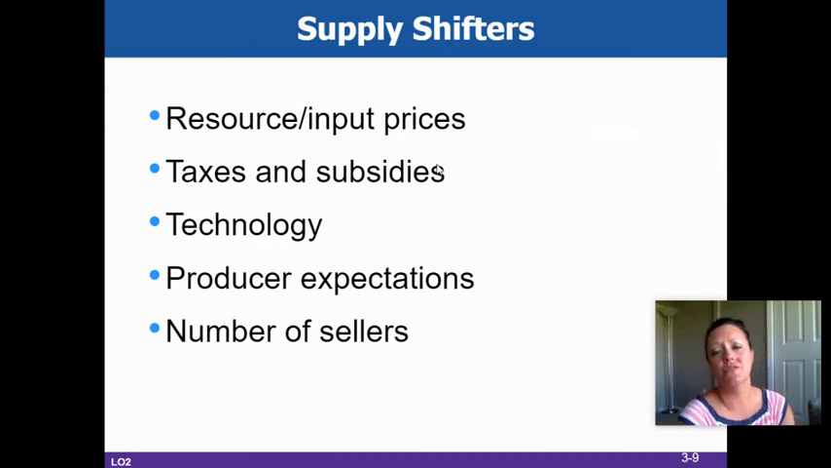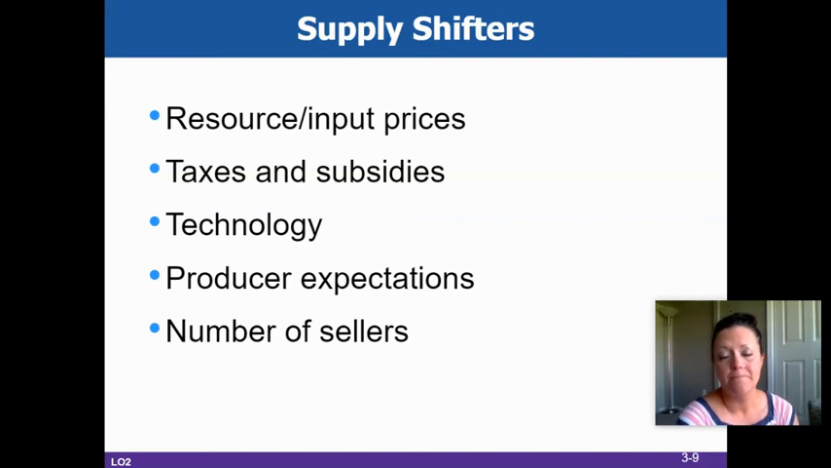5 supply shifters that your book identifies: your resource or input prices. So when we're talking about land, labor, capital, those things that go into making finished goods, if those prices change, that can change supply. If the prices go up, your profitability goes down, and therefore when resource or input prices go up, supply will decrease. The opposite is also true. If gas prices, for example, go down, transportation costs go down, and businesses are willing to supply more, or supply will increase.